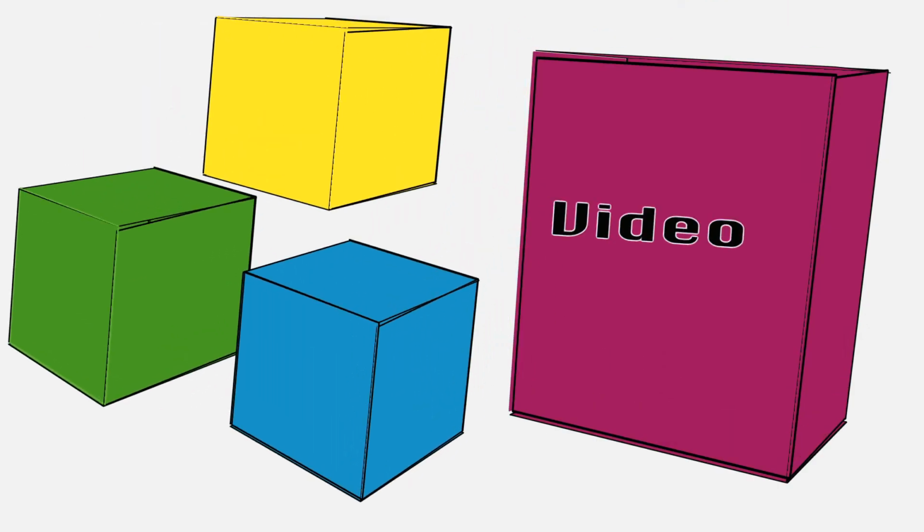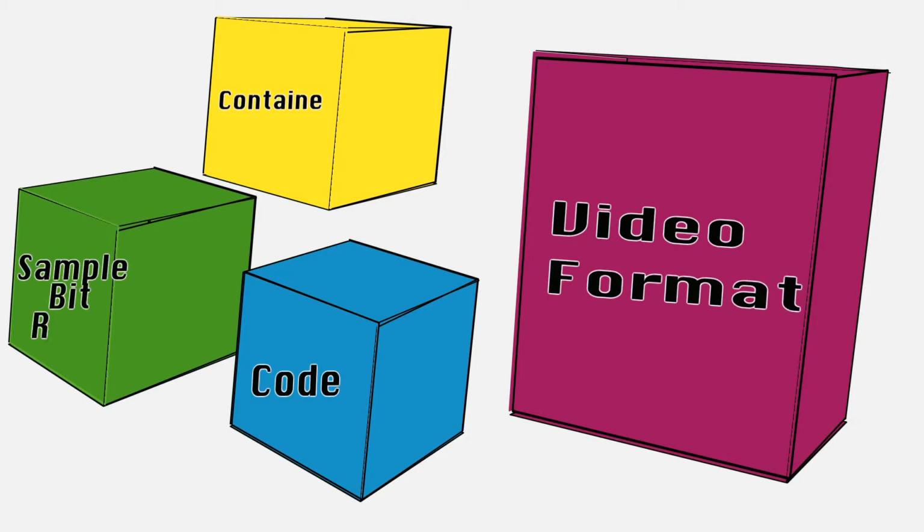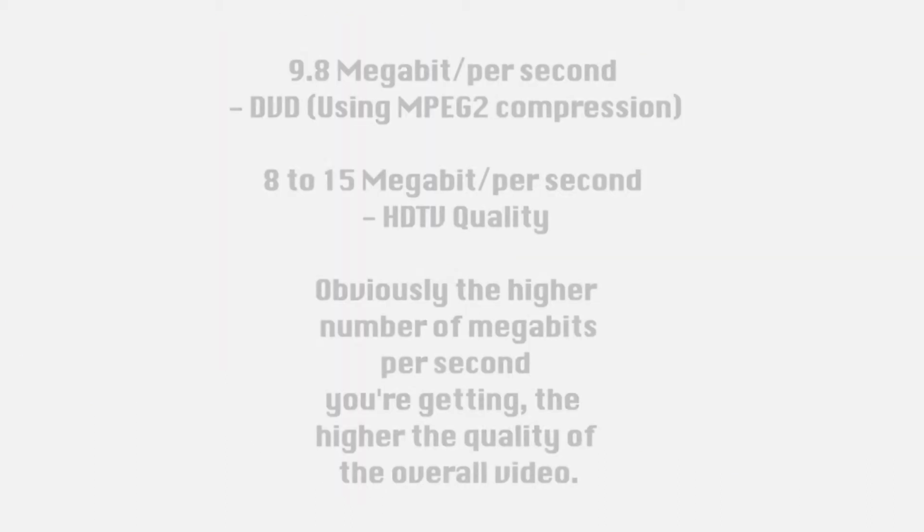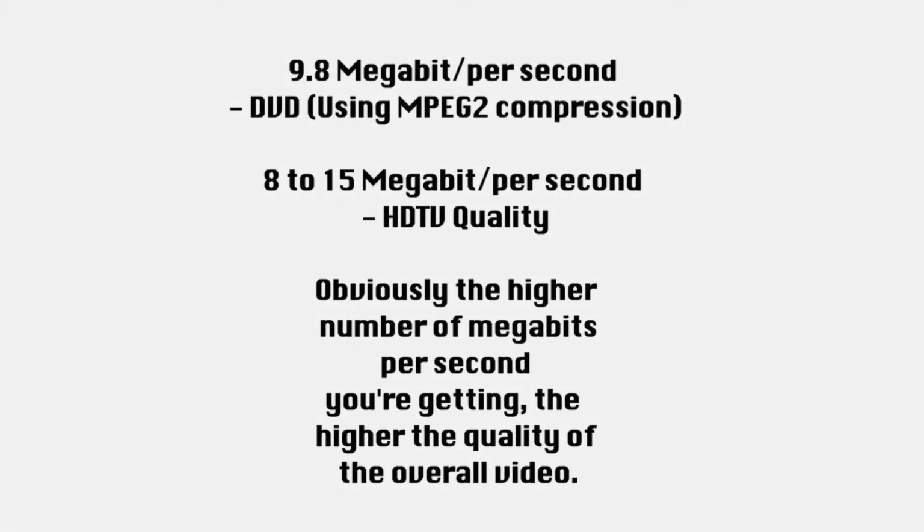To give a basic understanding of sample bit rates, they are a part of a video format along with its container and codec. Some of the most common bit rates are 9.8 megabit per second, which is a DVD using MPEG-2 compression, and 8 to 15 megabit per second, which is high definition TV quality. Obviously, the higher number of megabits per second you're getting, the higher the quality of the overall video.